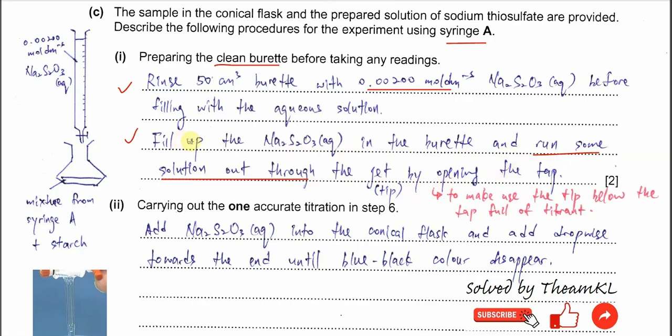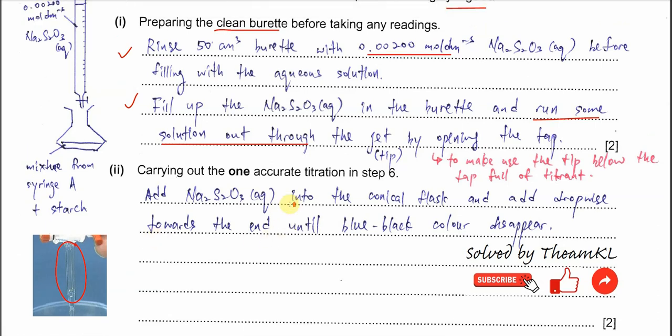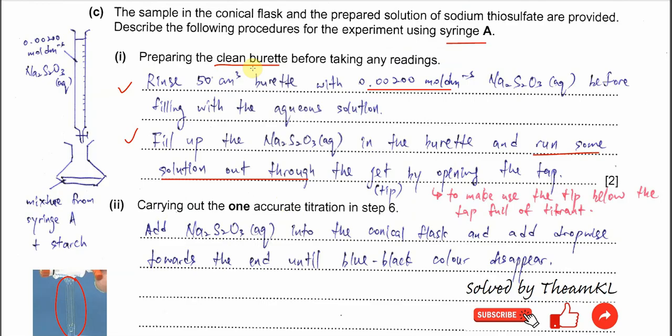Again, fill up the sodium thiosulfate solution in the burette, and run some solution out through the jet or the tip. Why do we need to do that? After we fill up the solution, we need to open the tap and fill up this part, because there will be air bubbles in this part. By fully opening this, the solution will fill up this part, and eventually it will prevent errors later. So these are the 2 steps to prepare the clean burette before the titration.